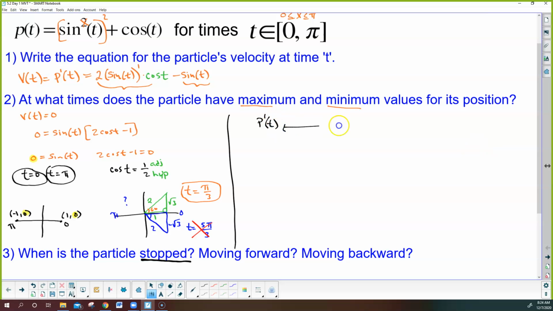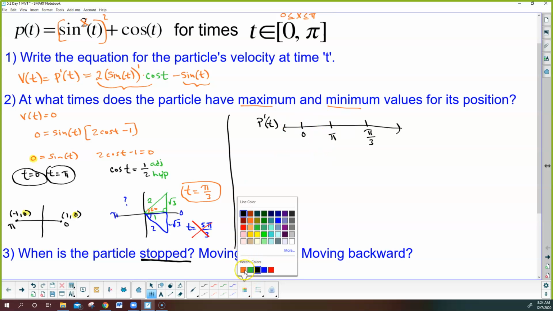I'm going to take P of t, and we've got 0, we've got pi, and we've got pi over 3. And actually, you know what you could do here is you don't even need this sign chart if you're just finding max and mins, because you could just go ahead and make a regular table, but I like reviewing the sign chart.